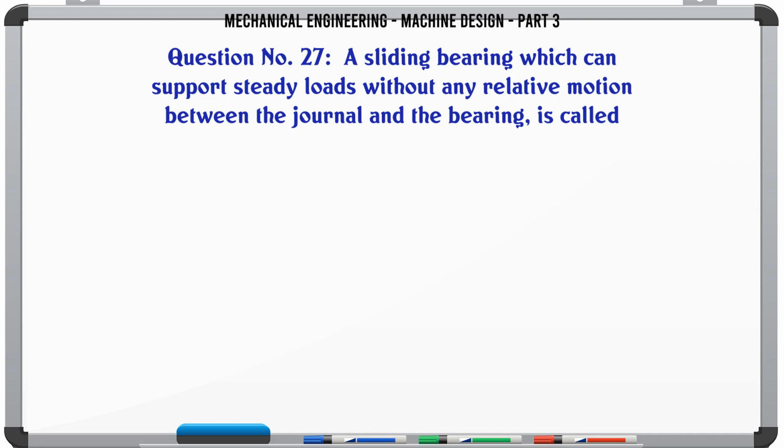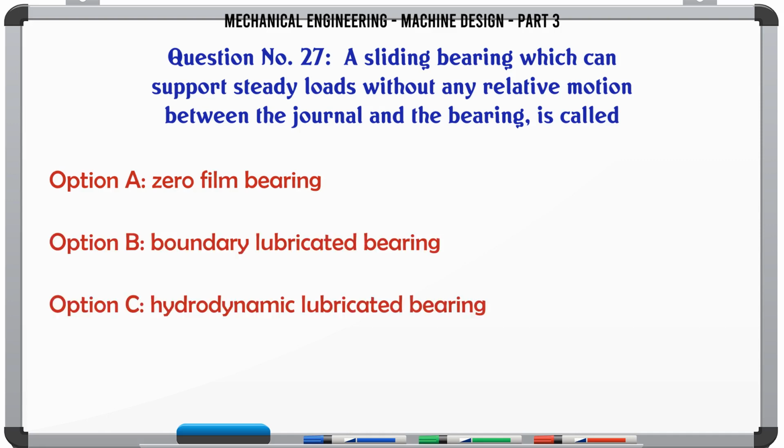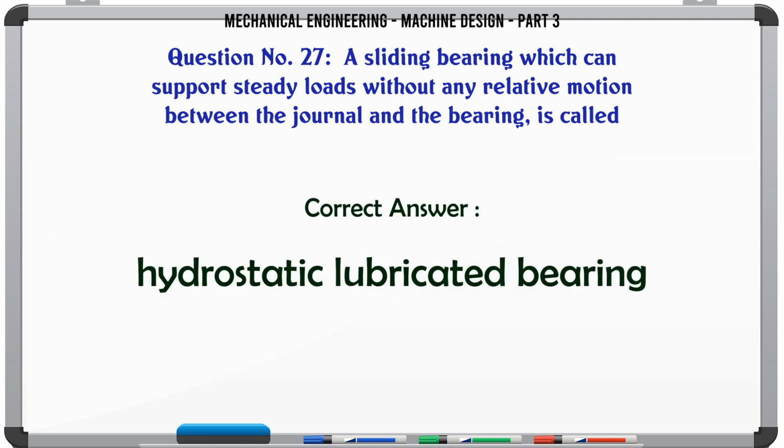A sliding bearing which can support steady loads without any relative motion between the journal and the bearing is called A. Zero film bearing. B. Boundary lubricated bearing. C. Hydrodynamic lubricated bearing. D. Hydrostatic lubricated bearing. The correct answer is hydrostatic lubricated bearing.